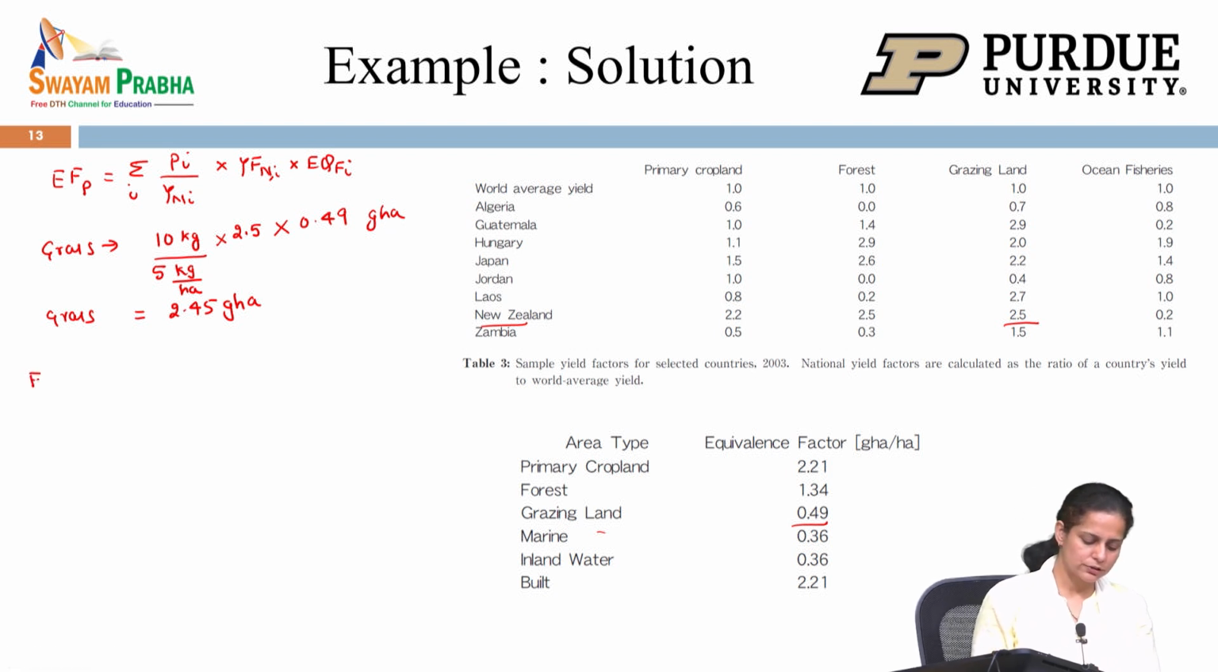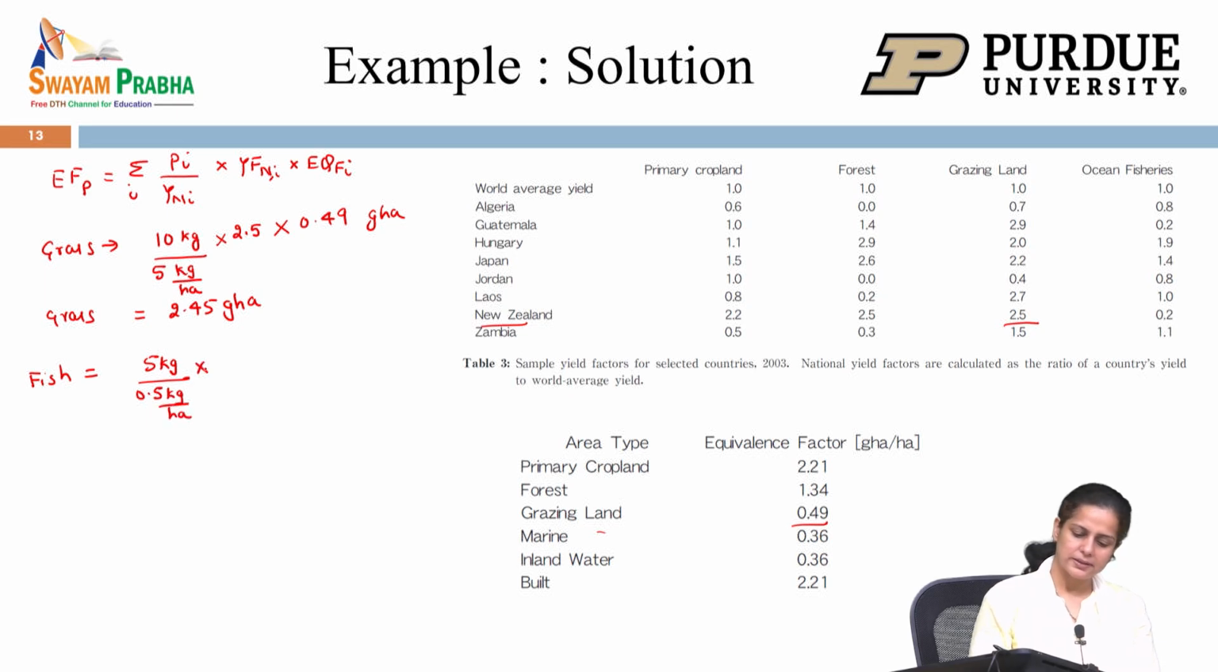Let us look at the fish input. So, your fish input is given as 5 kgs. So, we have the 5 kg of fish input. The productivity, average productivity was given as 0.5 kg per hectare.